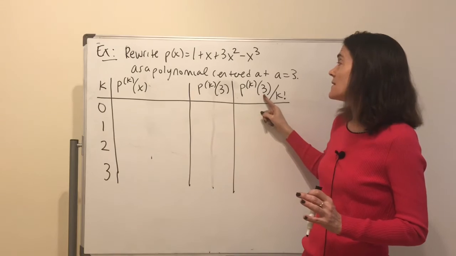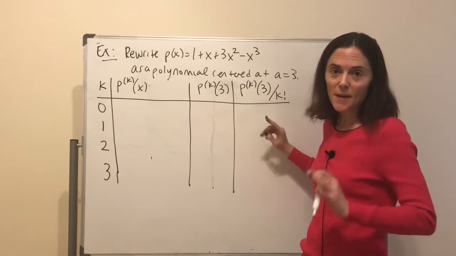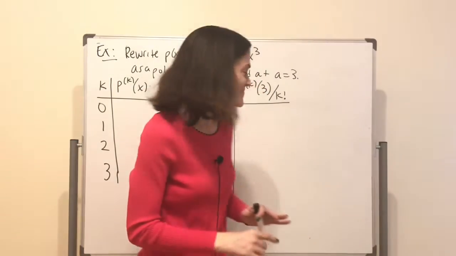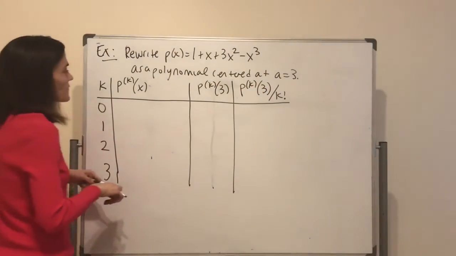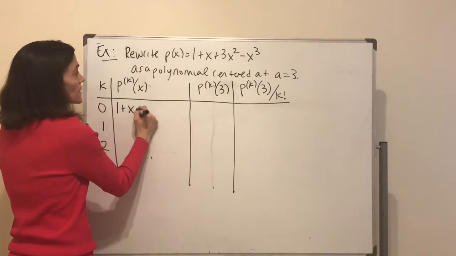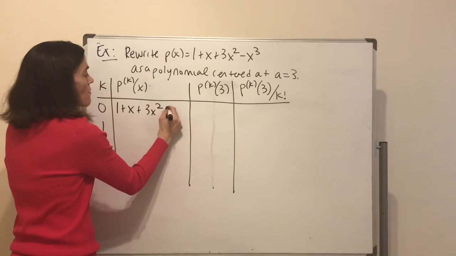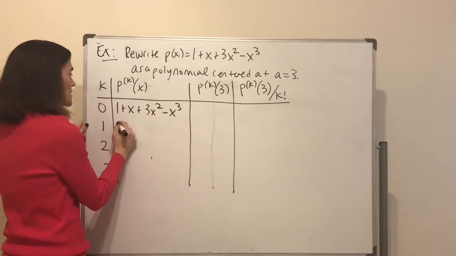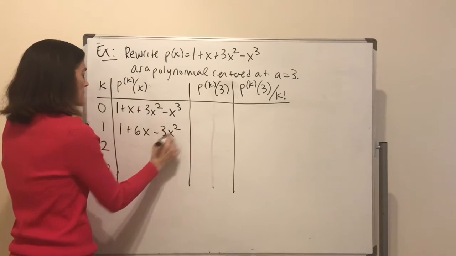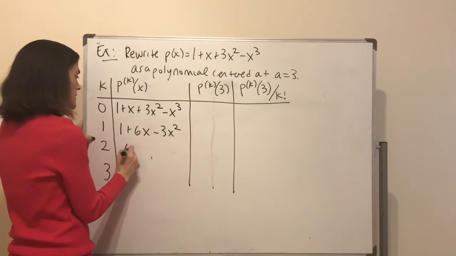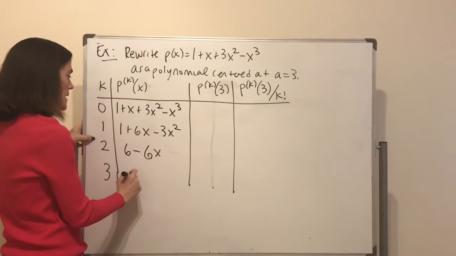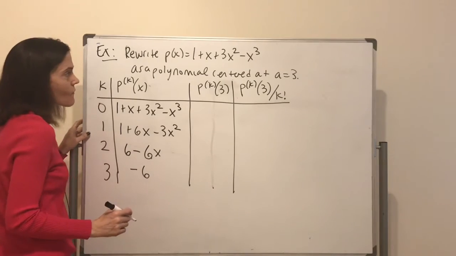The kth derivative evaluated at the center divided by k factorial. That's what this calculation was showing, right? Okay, so here we go. First of all, I'm just going to fill out my derivatives. So this is my original function. Then I start taking derivatives: 1 plus 6x minus 3x squared. Take the derivative again, I get 6 minus 6x. Take the derivative again, negative 6.